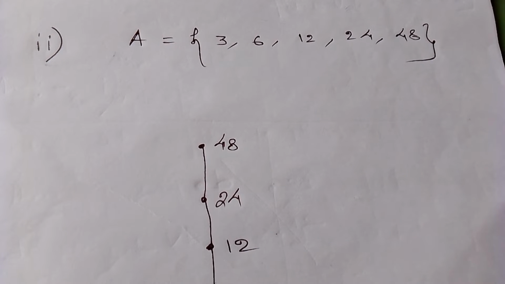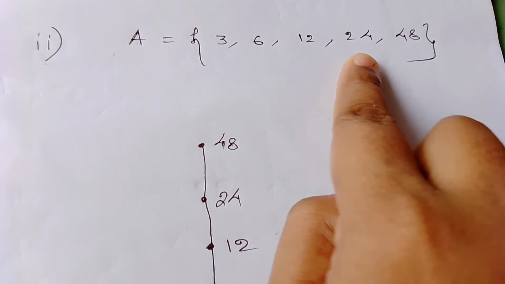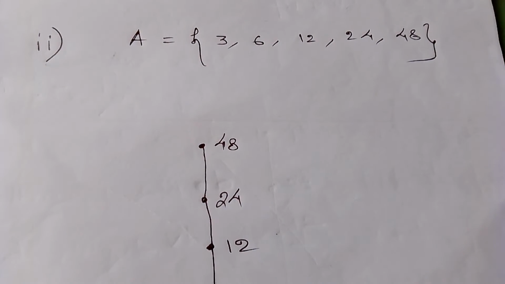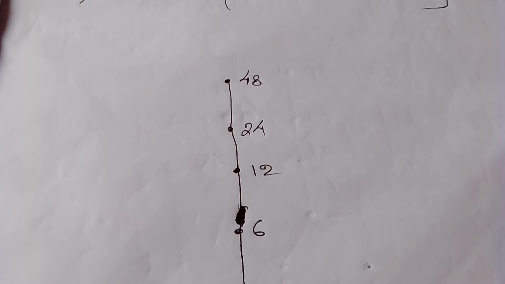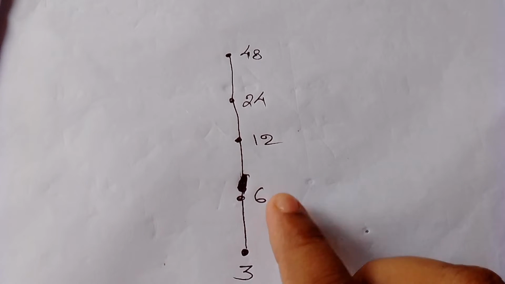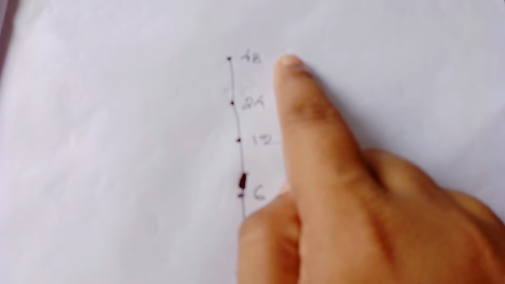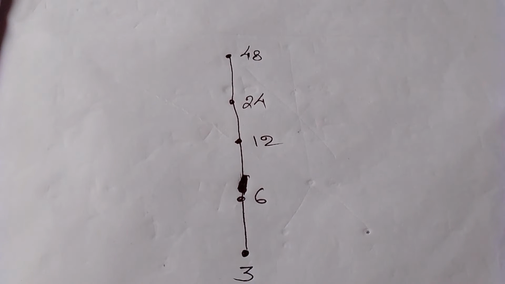Now this is another example from poset and Hasse diagram. This poset consists of these elements 3, 6, 12, 24, 48, and this is the Hasse diagram of this poset. 3 will divide 6, 6 will divide 12, 12 will divide 24 and 24 will divide 48. So this is the Hasse diagram.